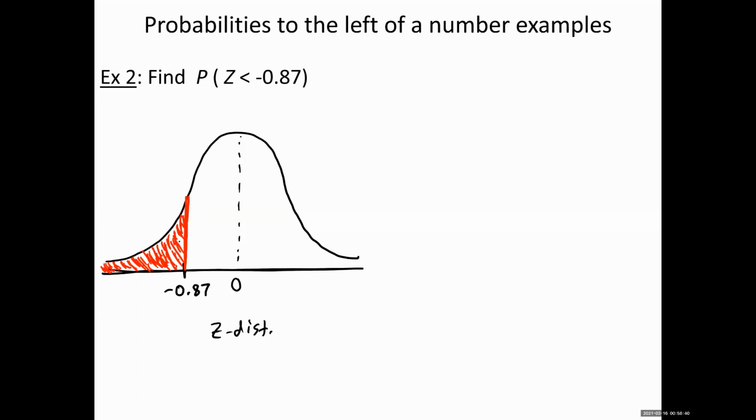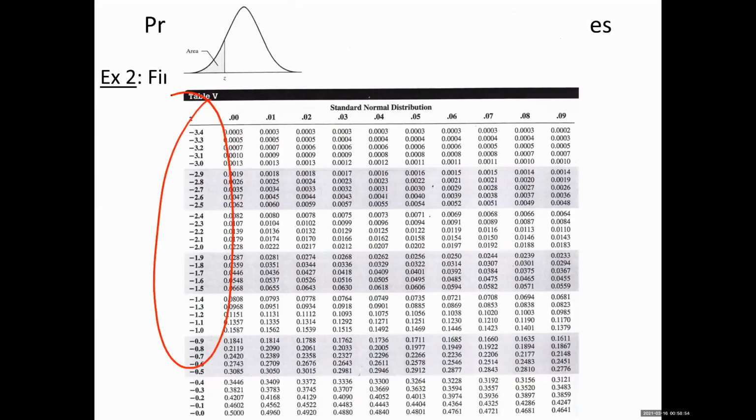Okay, then if it's an area to the left problem, like it is here, it's real easy to find the answer. You just look it up in the table. But because the number is negative, you have to use the negative side of the z table. So here's the negative side of the z table, where there's negative numbers here. I forgot what number we're looking up already. Let me go back. Negative 0.87. So we're looking up the number negative 0.87.